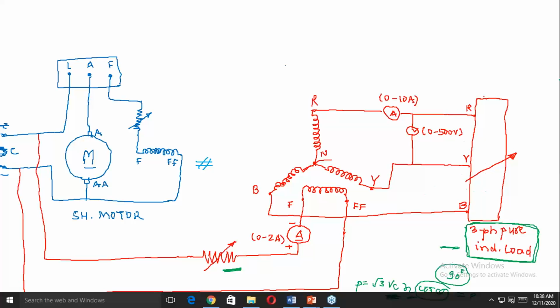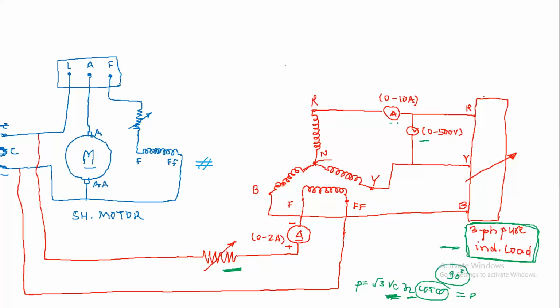How to conduct the experiment? You vary the load, and at the same time you vary the excitation. Okay? This voltmeter and this ammeter, when they read rated current and rated voltage, take the voltmeter reading, the ammeter reading, and the excitation reading. Note down, it is the ZPF method. Okay? This is zero power factor.